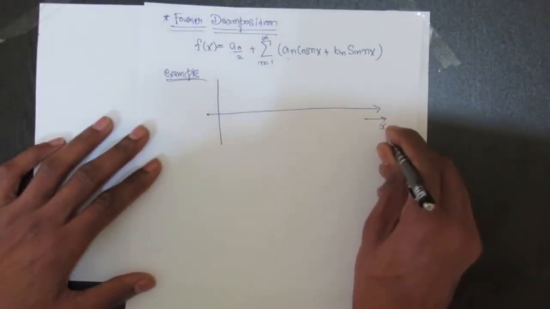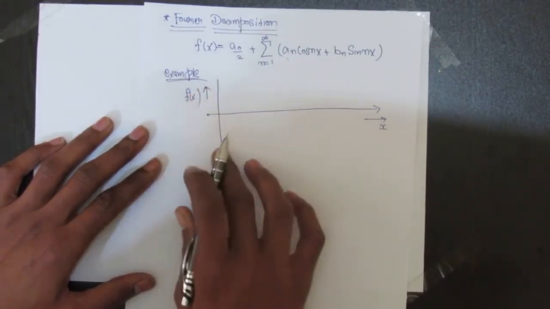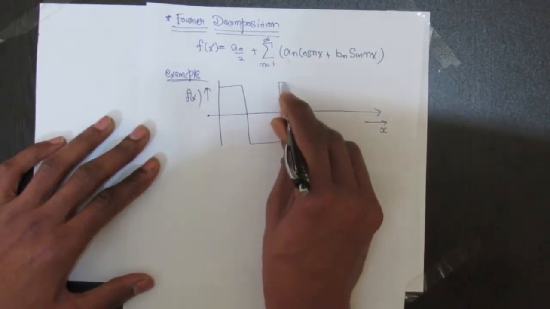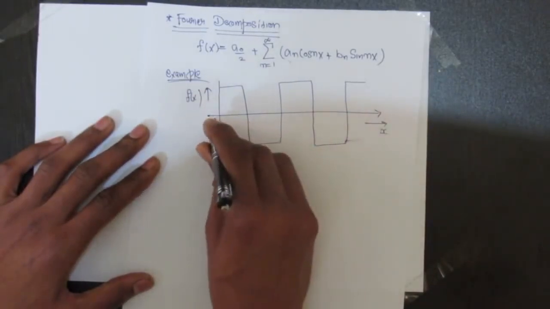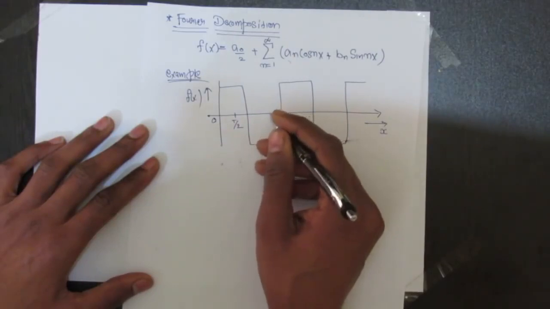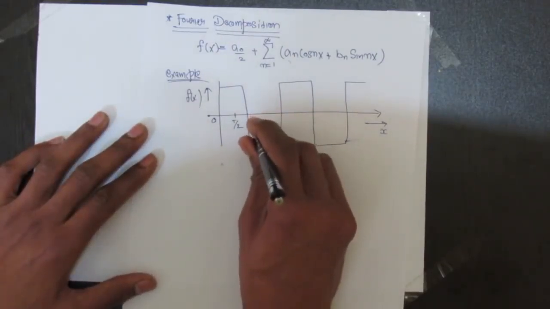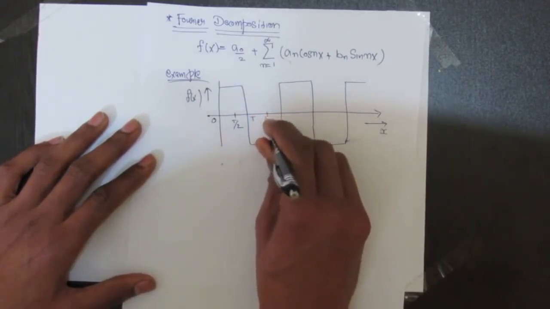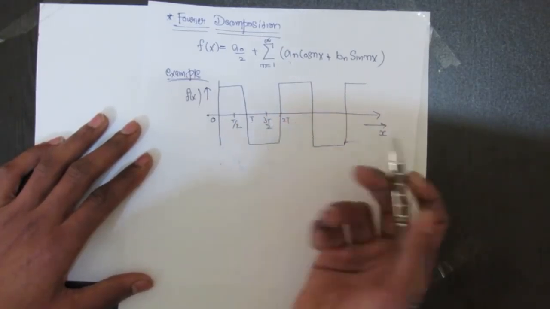Let's say this is your x-axis, this is a function f(x), and your function f(x) is actually a square pulse. So you just draw a square pulse having a certain period. Let's say this is 0, this is T/2, or you can call them L also, it's T, and 3T/2, 2T. You can call them L/2, L, 3L/2, 2L.